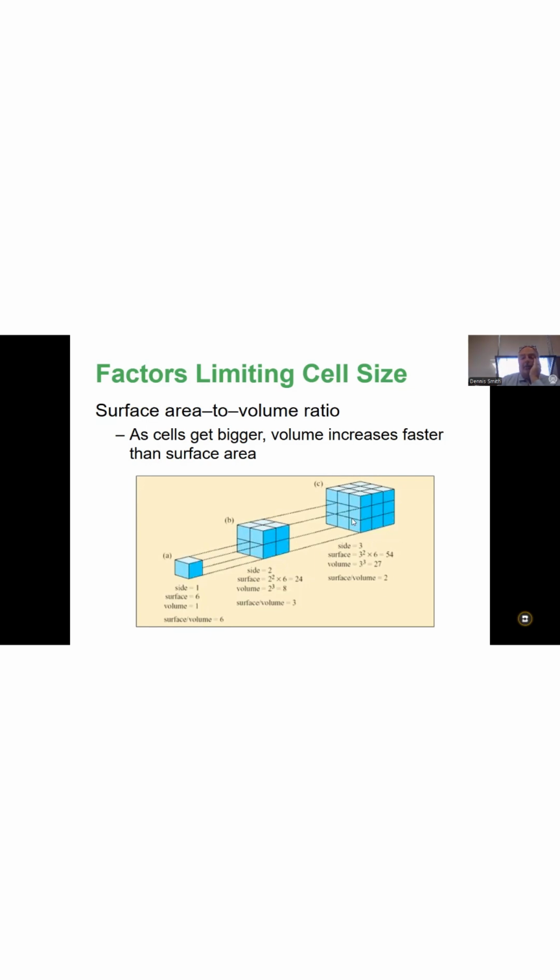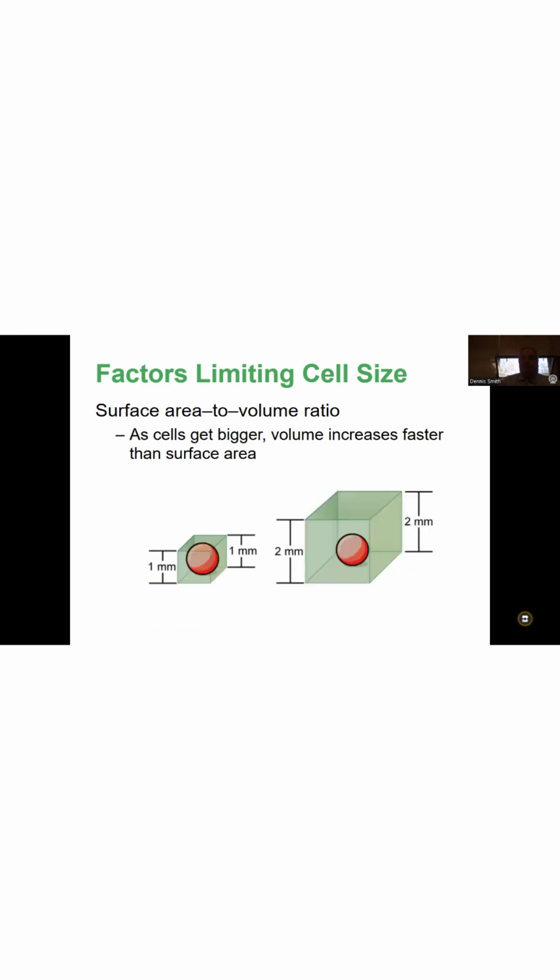And then in C, you can see 3 cubes here. 3 squared times 6 is 54. And then the volume would be 27, 3 cubed. And again, your surface area to volume ratio would be 2 to 1. So you can see the ratio, but the volume. You can see it here. You have 1 by 1, very small volume. But you go to 2 by 2, and you see how the volume increases itself.